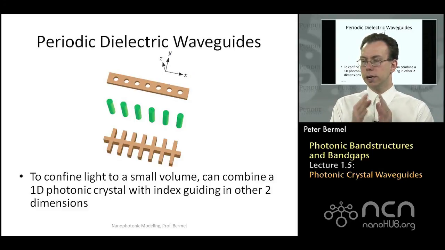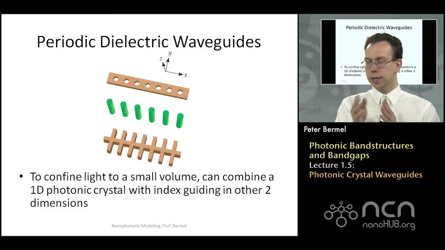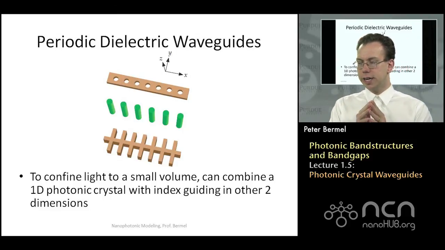In particular, what that lets us do is we can take just 1D photonic crystals and then combine that with index guiding. And then we can actually get some of the same properties that we had for 2D and 3D photonic crystals, but just having to make periodic structure in 1D. And so then that actually could be very advantageous.